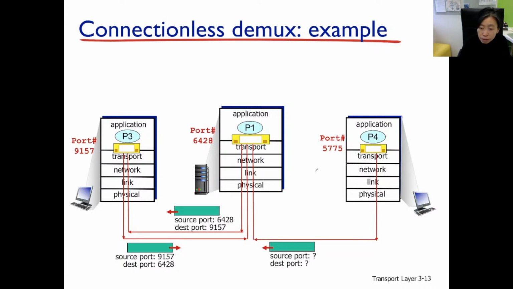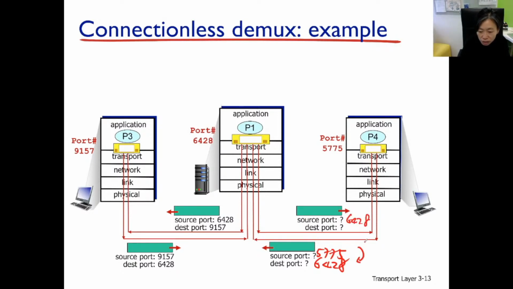Now, if there's another request coming from P4, what is going to be the source port number? 5775. And destination? The server's port number. And it's probably not hard. The returning messages back to P4, source being 642A, essentially the reverse of these two port numbers.